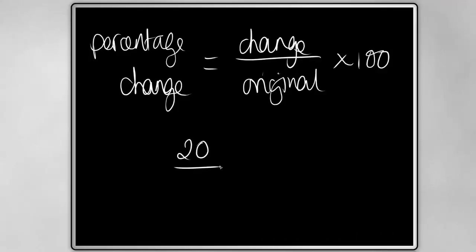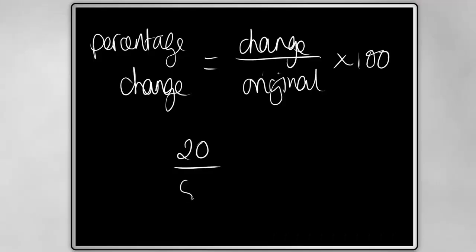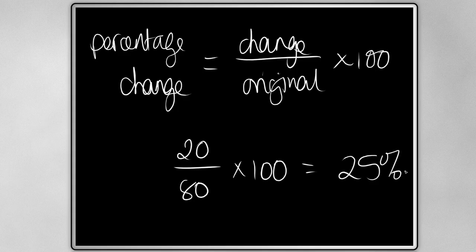For example, if I had a printer that first cost £80 and the price has now increased to £100, that means it's changed by £20. So my change in this case would be 20. My original, the price that the printer was first, was £80. So I put that on the bottom. So I've got 20 over 80 times by 100. When I work this out in the calculator, I get 25%. So that's how much the cost of the printer has increased.